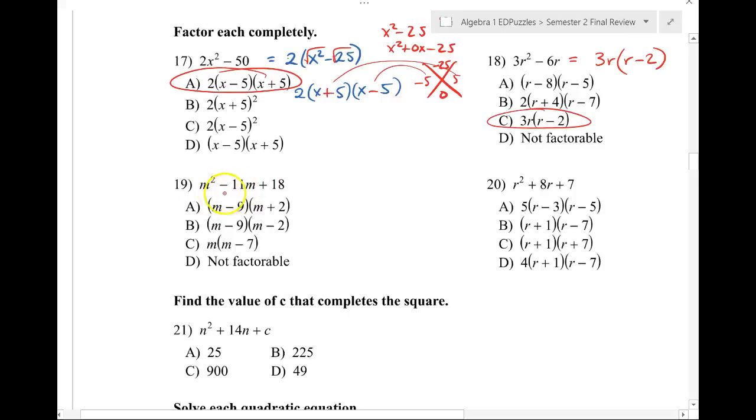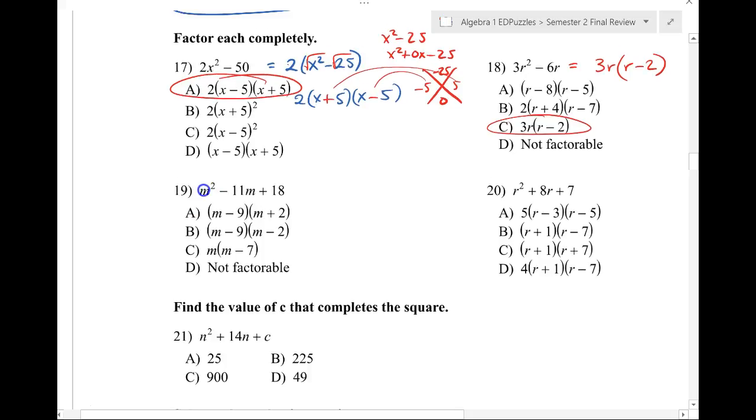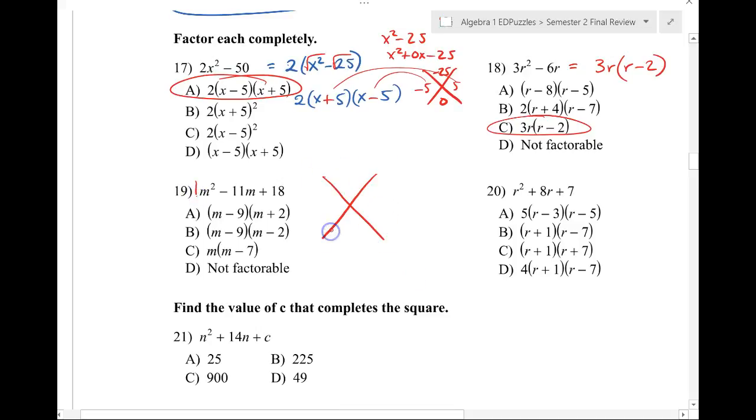Number 19. Okay, now here I have a quadratic expression, and the squared term has a 1, so then all I have to do here is the x. And with the x, the first times the last number goes on top, so 1 times 18. And then the middle coefficient goes on the bottom. Okay? And then I have to figure out what two numbers multiply to 18 but add to negative 11. Well, I know 9 and 2.